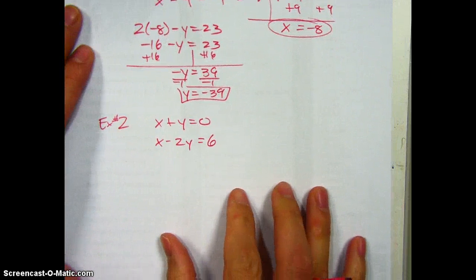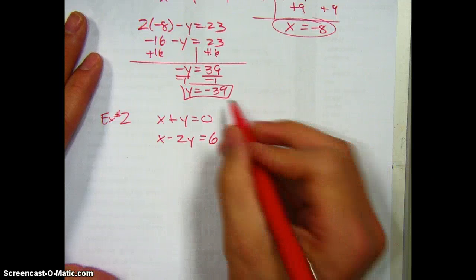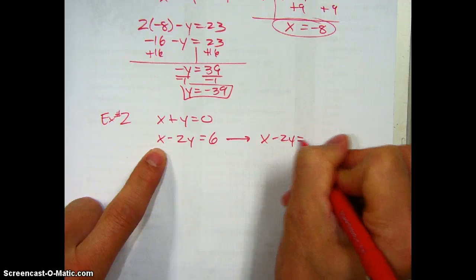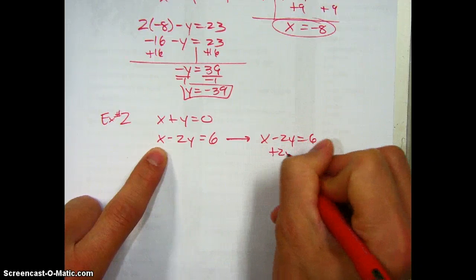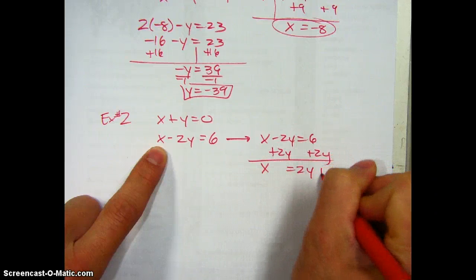Let's look at this one. Once again, it's a level 2 because one of the variables is not solved by itself. But I could choose either one. I'll just choose this bottom one, x minus 2y equals 6. What I can do is add 2y to both sides, and I get x equals 2y plus 6.